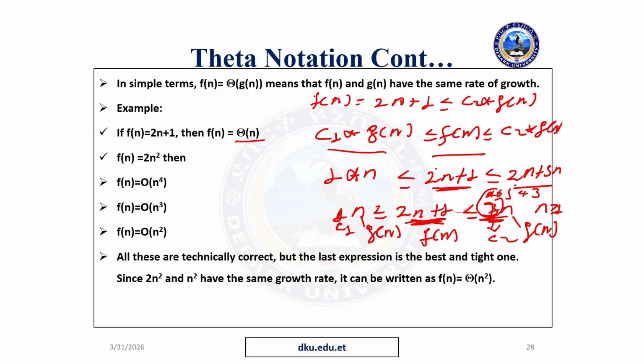So f of n is equal to theta of g of n. What is the value of g of n? It is n, right? So simply we can put theta of g of n is equal to theta of n. So f of n is equal to theta of g of n.